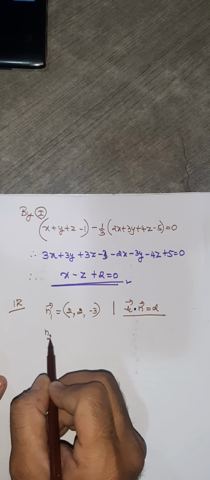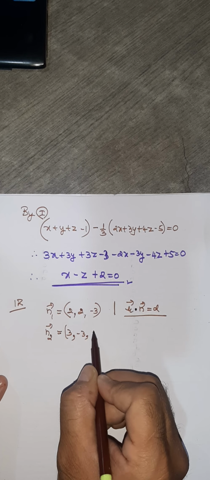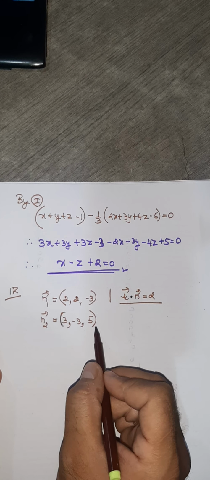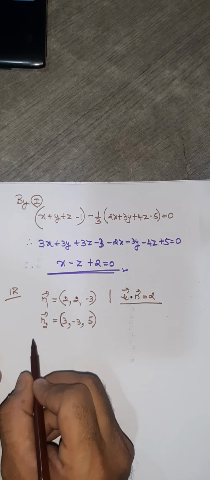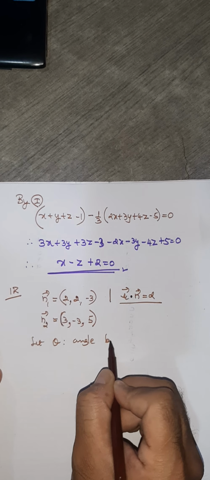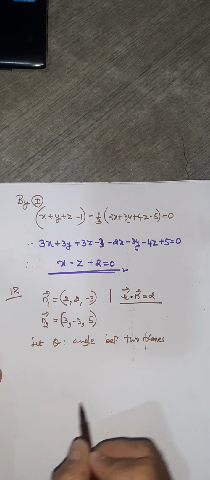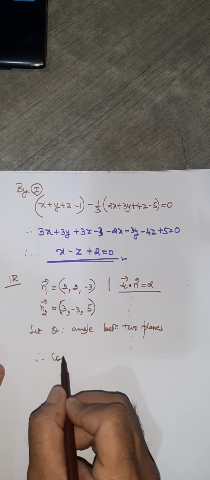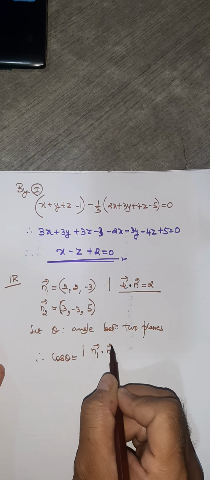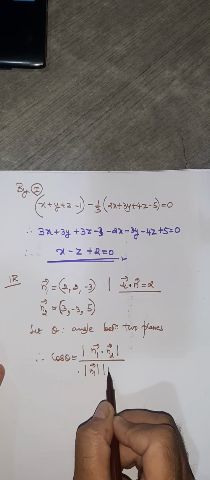And normal to the second plane. What's the normal to the second plane? That is 3, minus 3, 5. Fine. Now let theta be the measure of angle between two planes. So therefore, if you just recall the formula, cos theta equals to modulus of n1 dot n2 upon their individual magnitude. You know this, right?